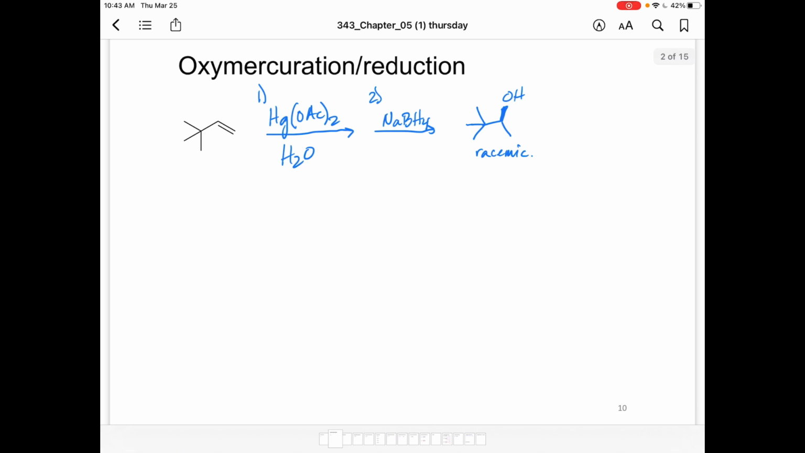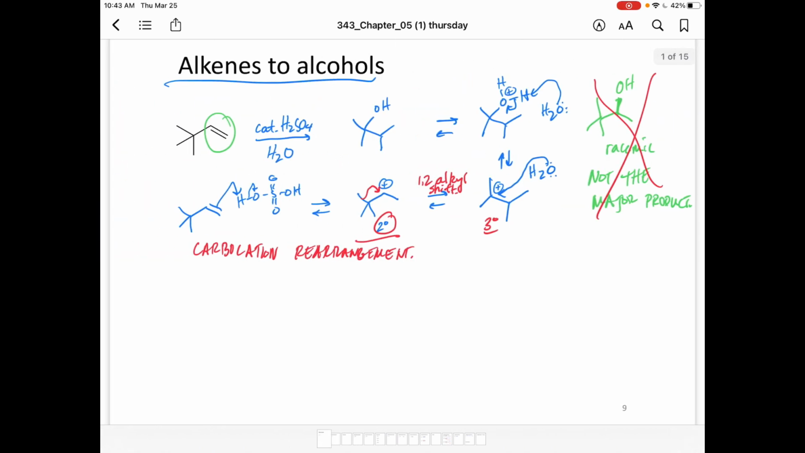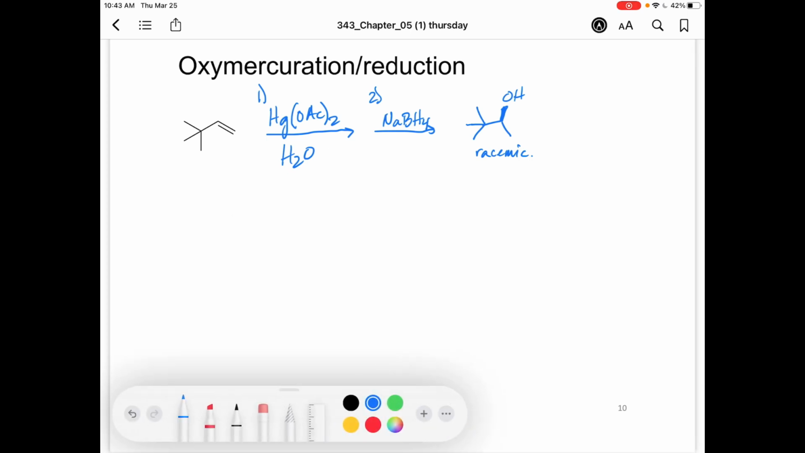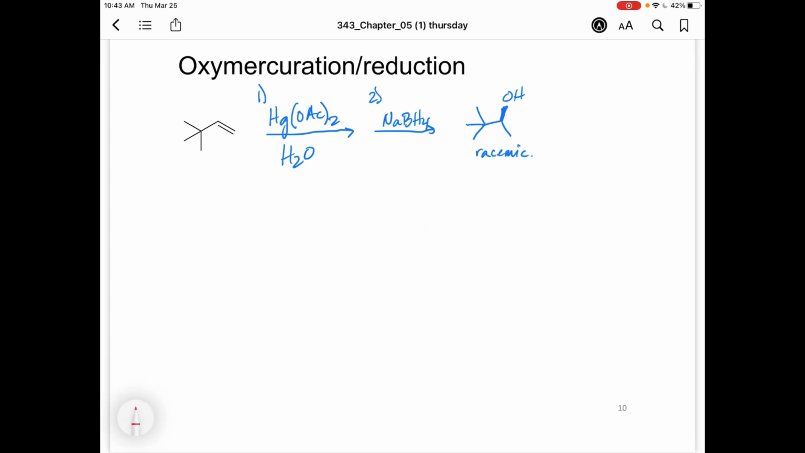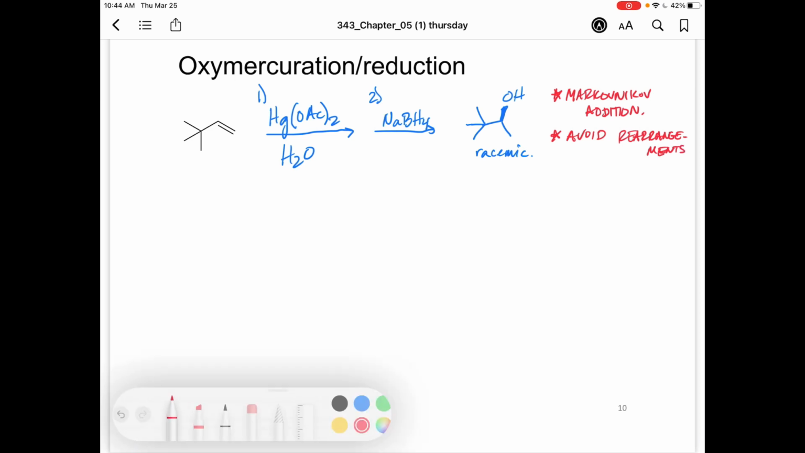So notice on the previous slide, we couldn't get that alcohol drawn in green on the right. We had a carbocation rearrangement. So the nice thing with this method is that you do get Markovnikov addition. And we avoid rearrangements, we avoid any of those carbocation rearrangements. Let's walk through the mechanism together.